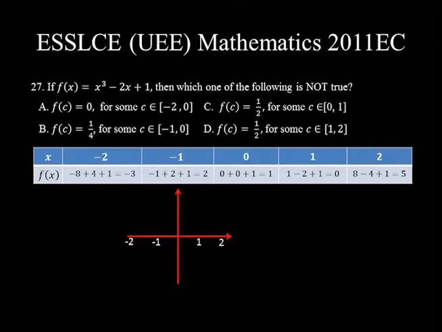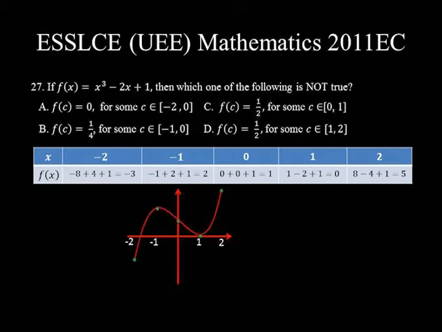Negative 2, comma negative 3, that's 2 units to the left and 3 units down, that's around here. Negative 1, comma 2, 1 unit to the left and 2 units up, it's around here. 0, comma 1, that's the y-intercept, 1 unit above the origin. 1, comma 0, that's the x-intercept, located 1 unit to the right of the origin. 2, comma 5, 2 units to the right and 5 units up. So the graph roughly looks like this. Thus, let's check each of the choices.